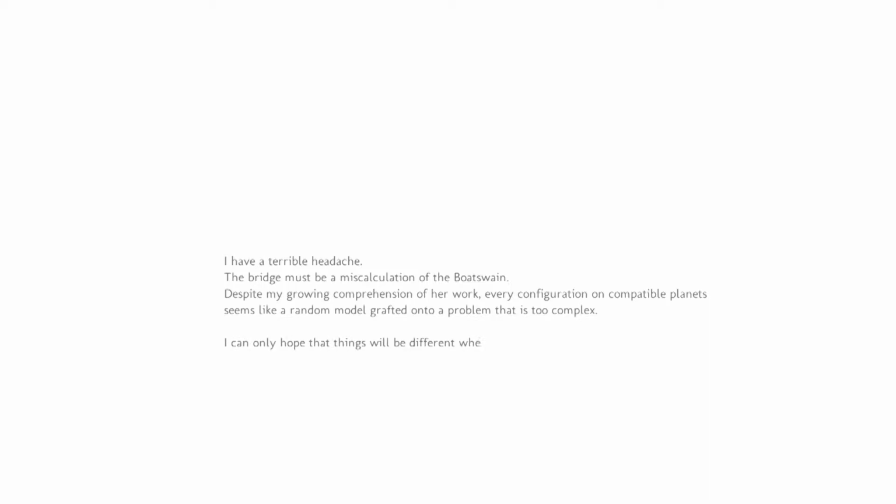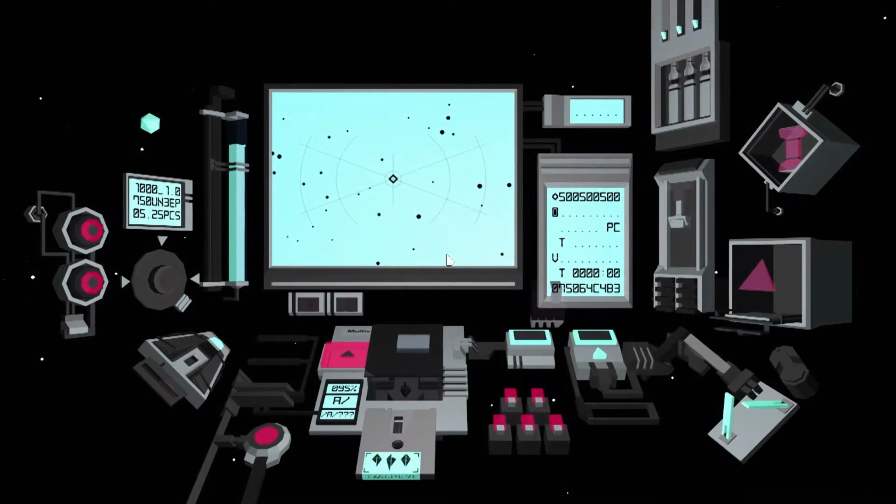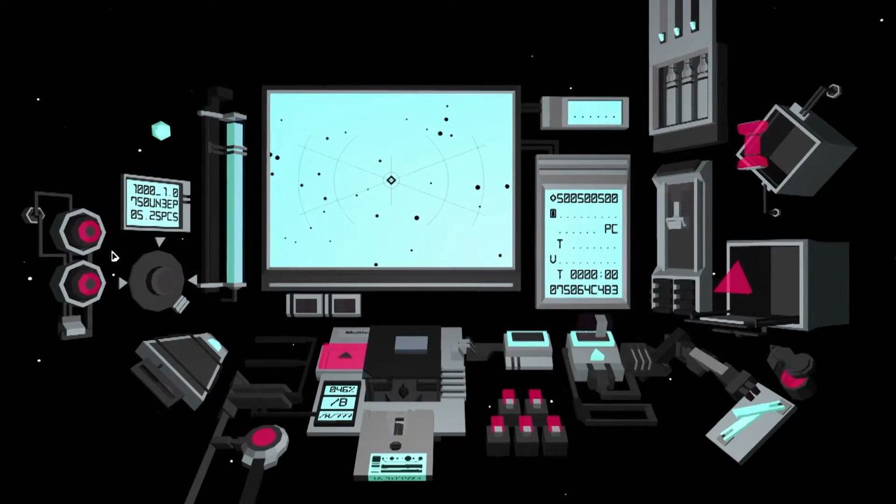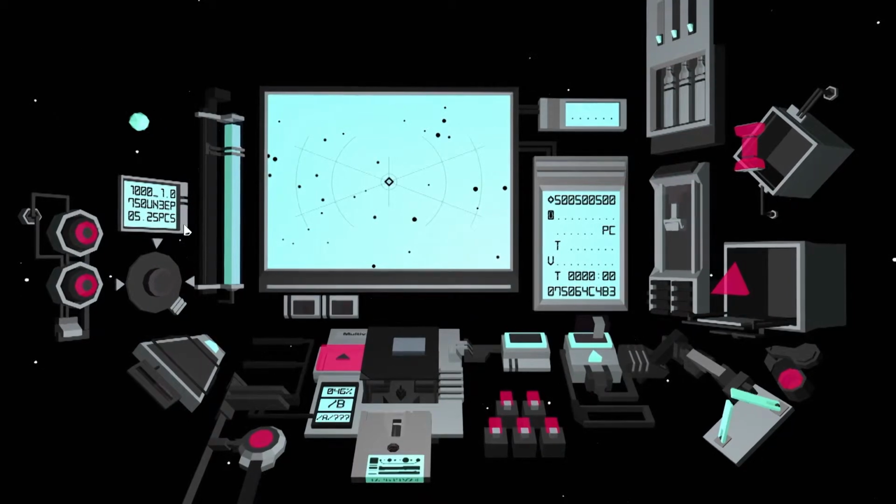I have a terrible headache. The bridge must be a miscalculation of Boat Swan. Despite my growing comprehension of her work, every configuration of compatible planets seems like a random model grafted onto a problem that is too complex. I can only hope that things will be different as... I'm a slow reader. Right.